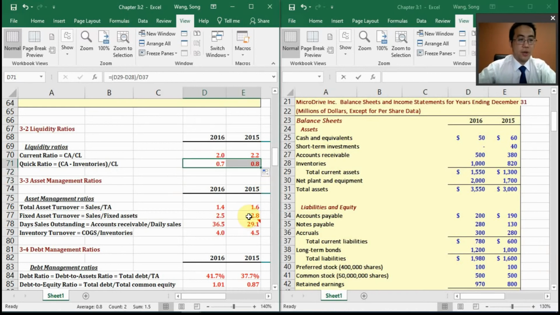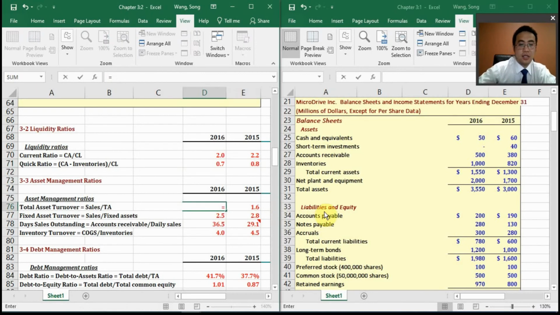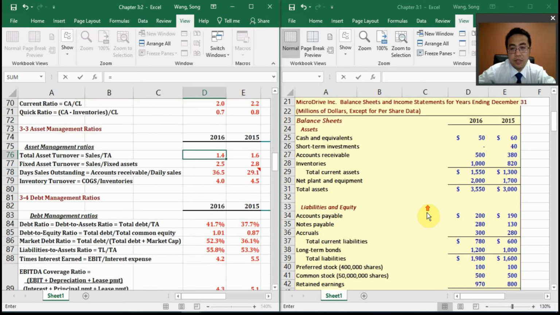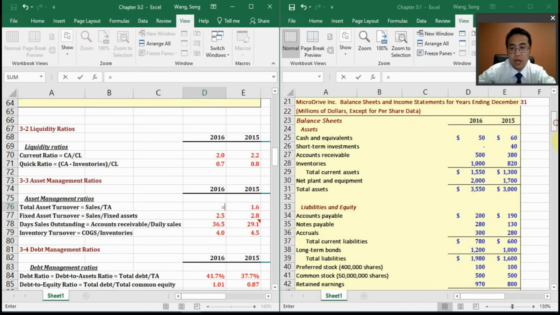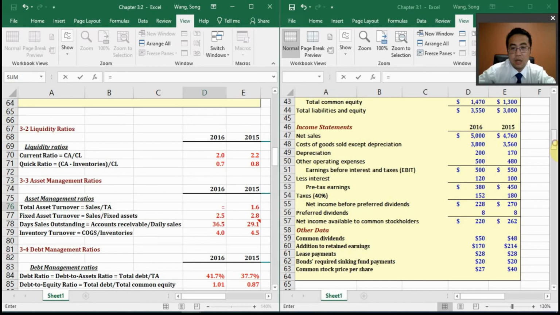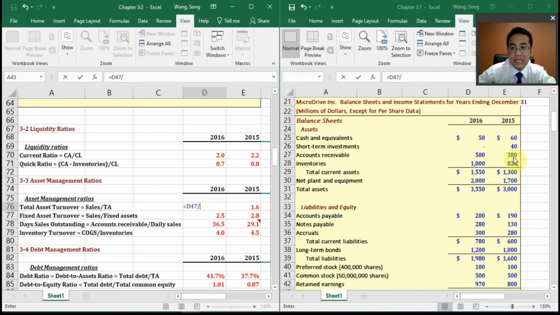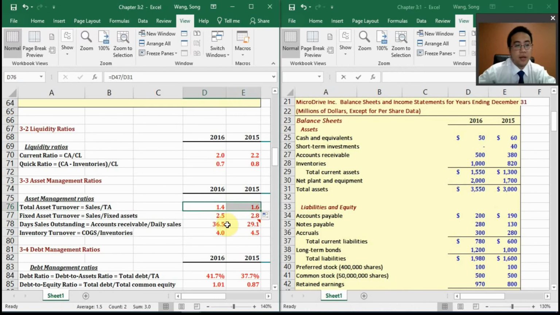It's called liquidity ratios. And then for the asset management ratios, or the efficiency ratios, the first one we calculate is sales, and the sales come from the income statement. So I will need to scroll down the reference cell and find the net sales there divided by the total assets, which is right here. Okay, and then drag it all the way to the right.